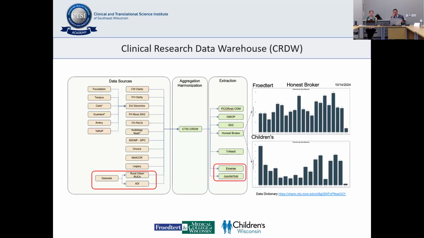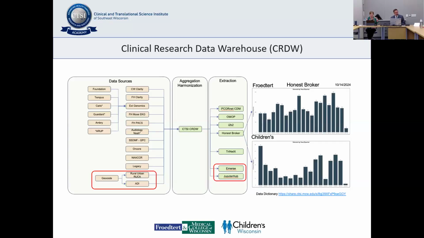On the far left-hand side, you'll see the orangey boxes. Those are the data sources that we aggregate together. I talked about a couple of those things like Encore, the Epic medical record system, and some external genomics labs that we bring in.